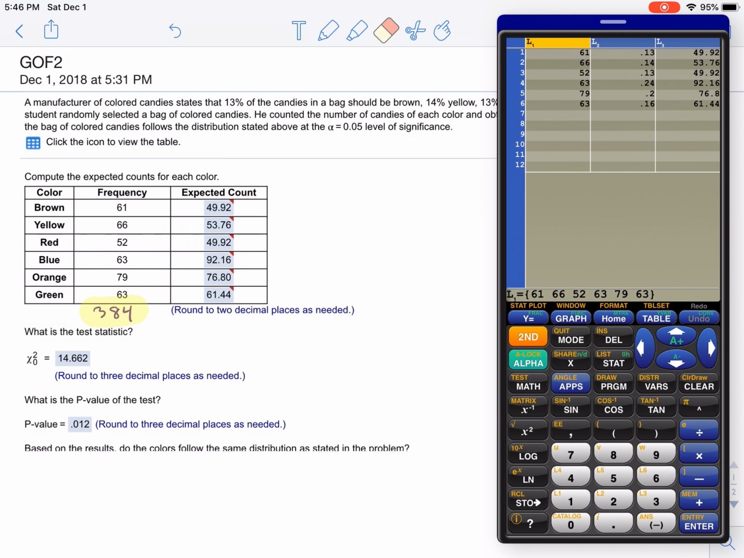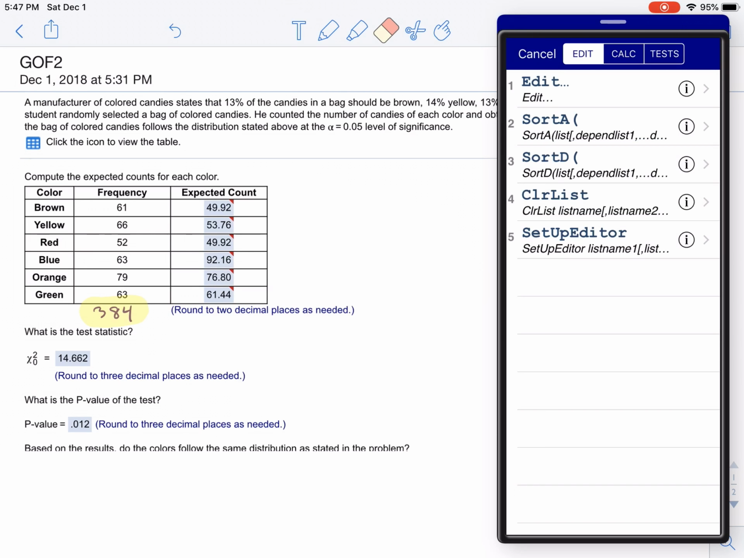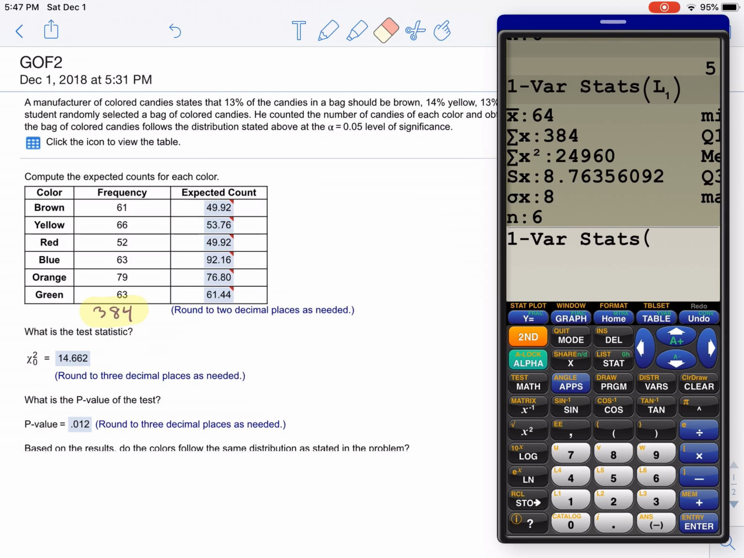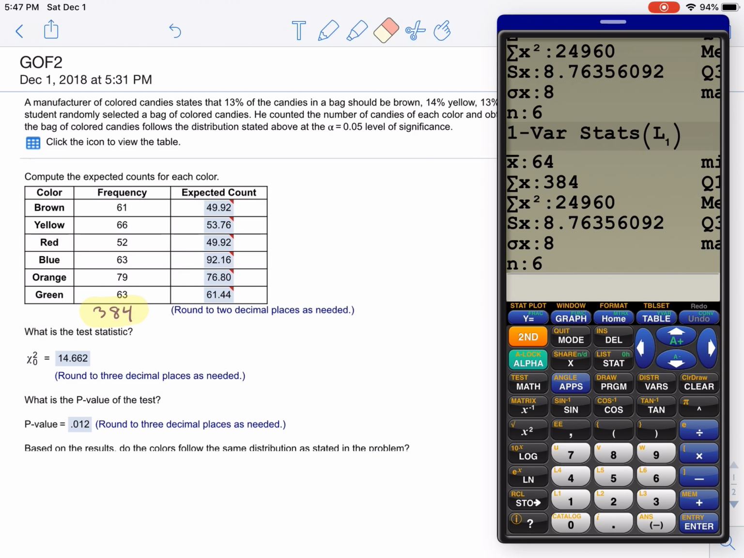How did I get these expected values? Well, I've got to get this number, 384. That's basic. The 384 is how many candies the student got. If you add up all those frequencies, you get 384. So how did I get that? You can go to stat, calc, one var stats, second one, and it's giving us the sum of x equals 384. Okay, so that's how many candies the student got.